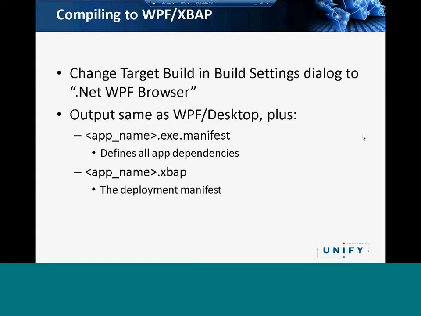One, which is the manifest file for your application, where all the dependencies are going to be defined, and one file called your application name.xbap. This is the deployment manifest. This is the file that you're going to deploy to your end user, and your end user can double-click this file, and the browser will automatically be launched, and the application will open into the browser.